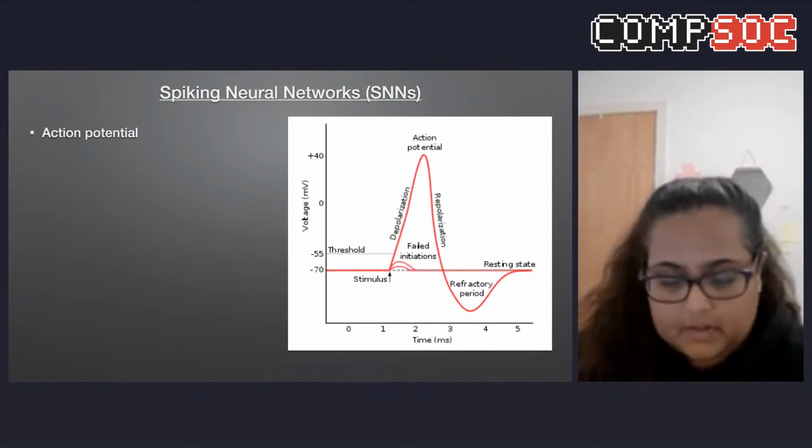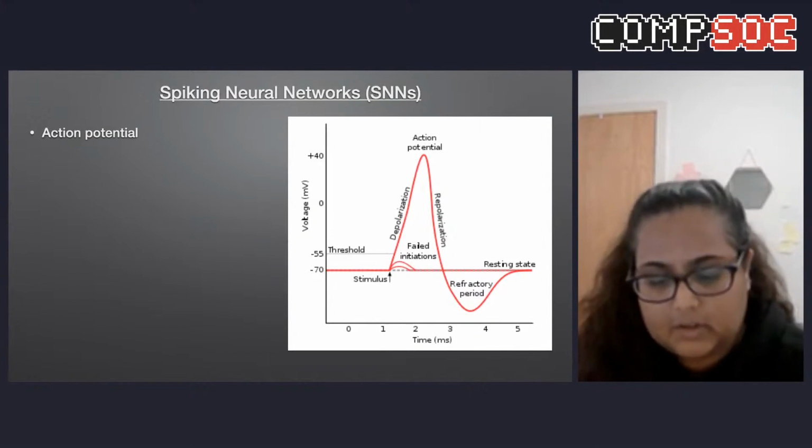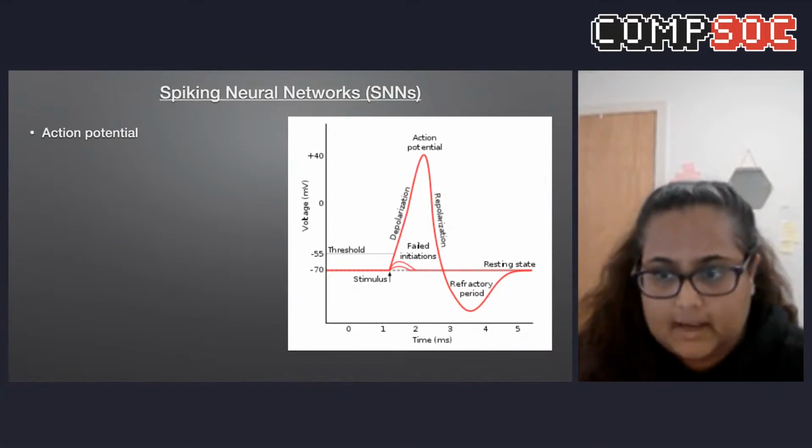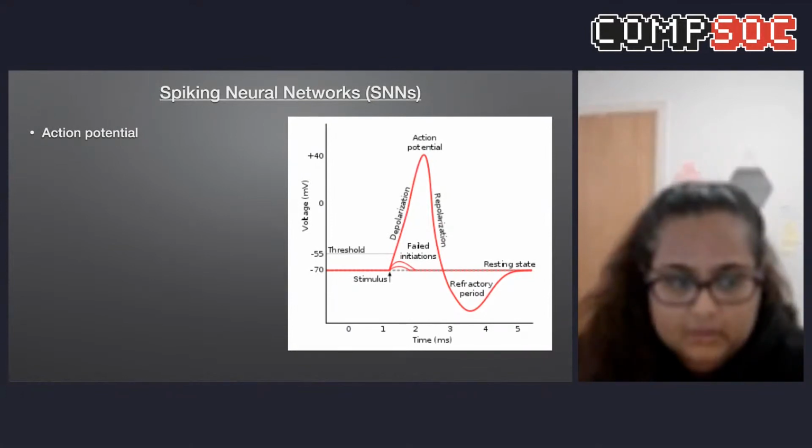To further support the concept of time-based operation, each neuron in these SNNs resets to a resting potential that you can see, which sits below the threshold level.